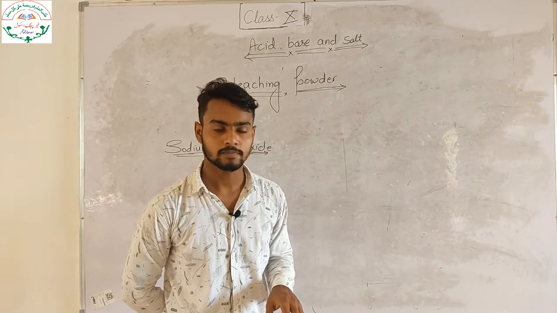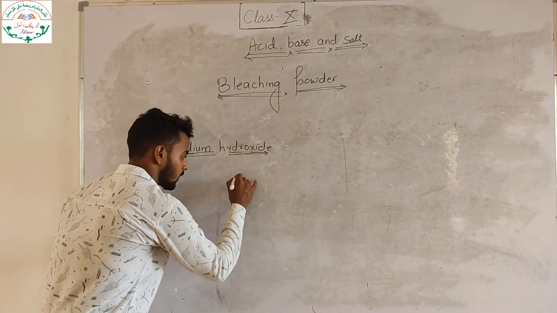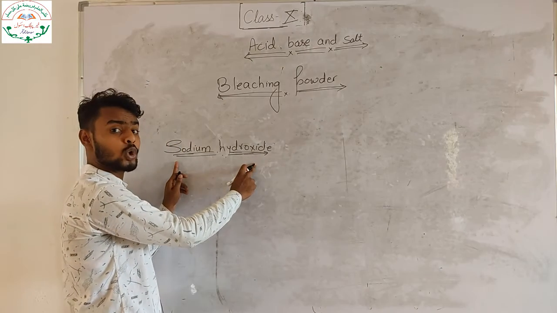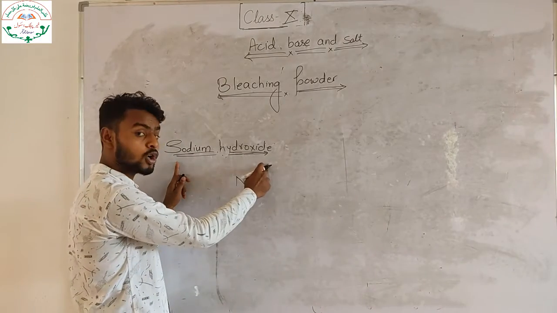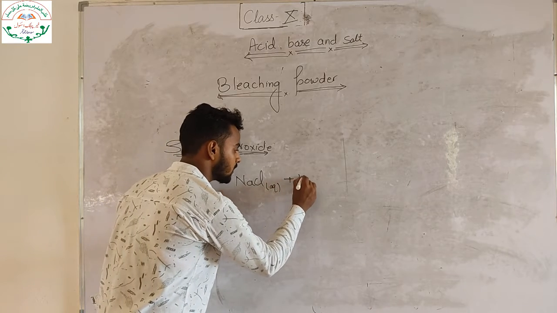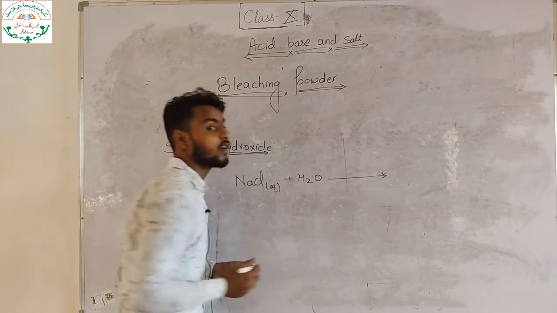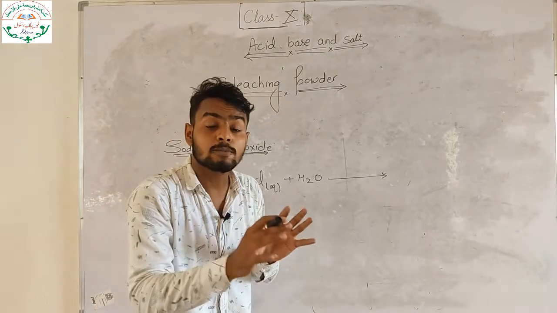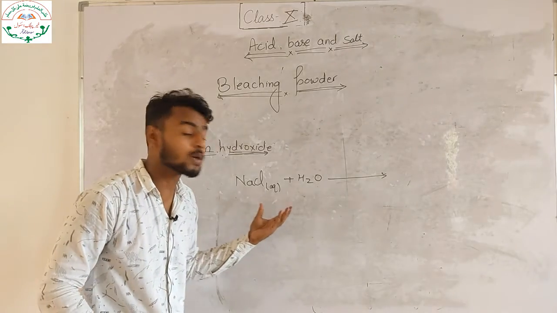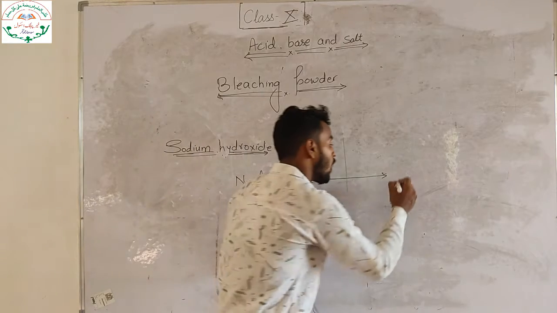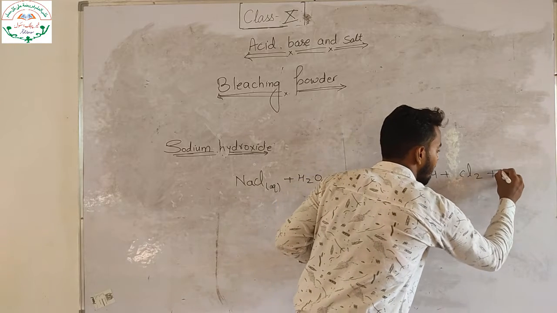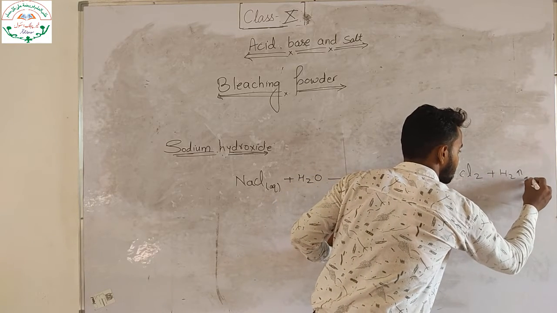Now we are going to know first sodium hydroxide. That means the compound will also contain sodium. It is sodium chloride in aqueous solution, that means in H2O. When we pass electric current into the aqueous solution of sodium chloride, it forms sodium hydroxide, chlorine gas and also H2 gas.